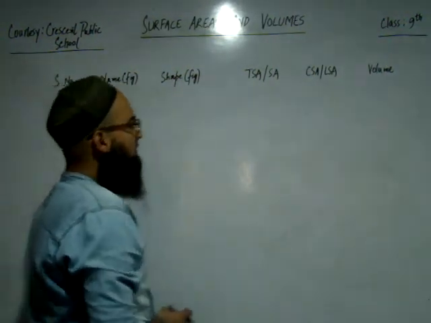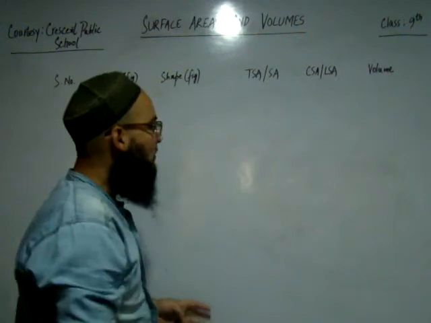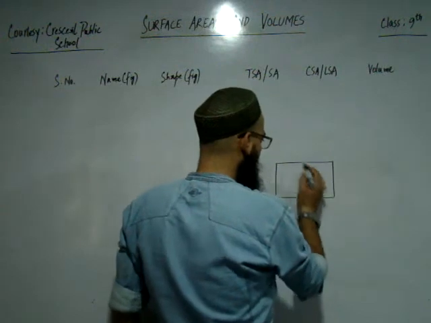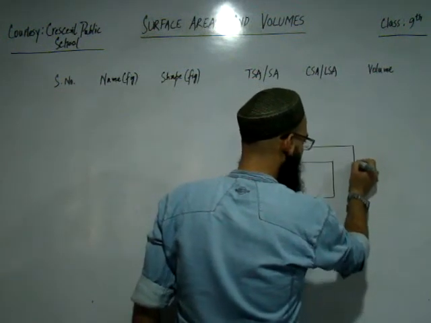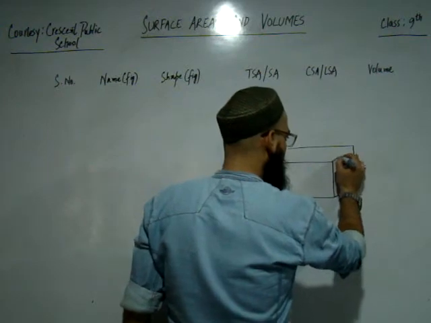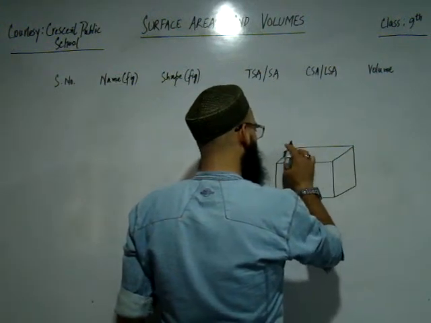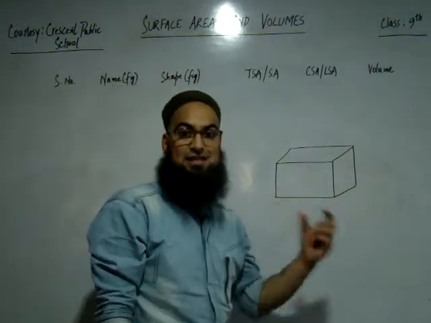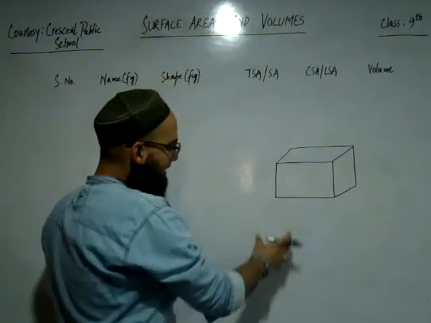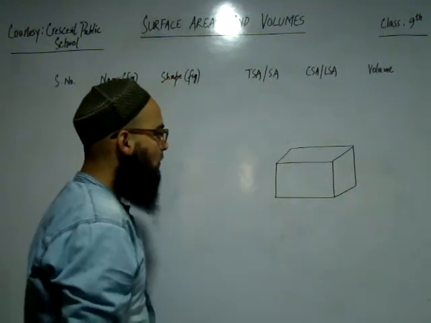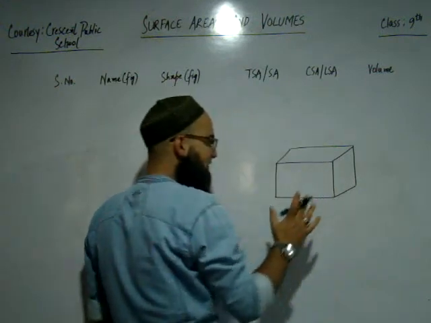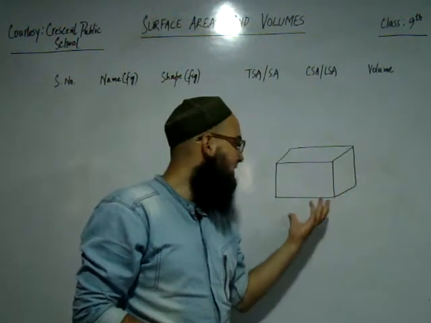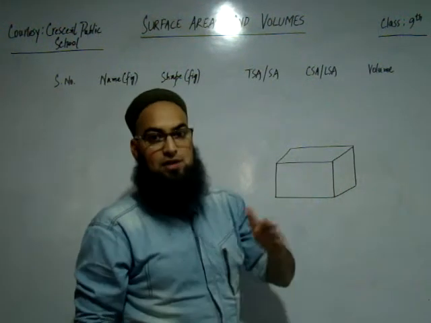Now, first of all, total surface area or surface area means, for example, if I consider this figure, this is a cuboid. Cuboid is a three-dimensional figure which has 6 rectangular faces. Total surface area means when you include all the sides, all the rectangular faces of this figure, then you are considering total surface area.